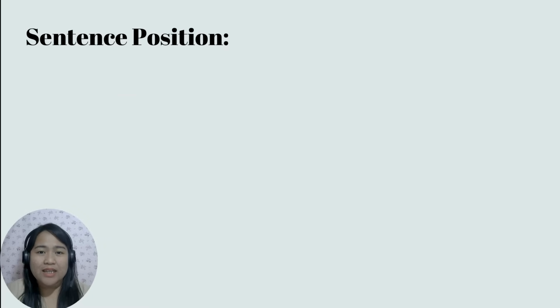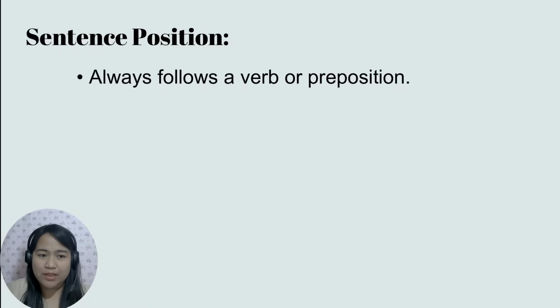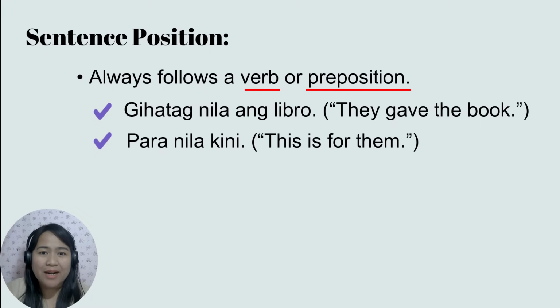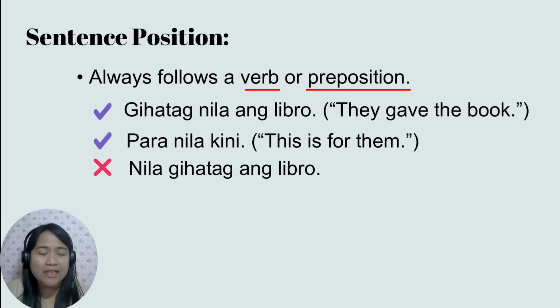Okay? Next, let's have the sentence position. It always follows a verb or preposition. So it's correct to say "gihatag nila ang libro." It means they gave the book. "Para nila kini." This is for them. It's incorrect to say "nila gihatag ang libro."